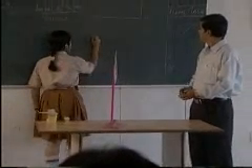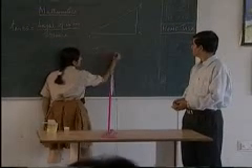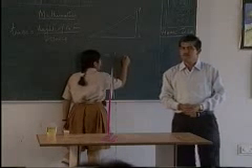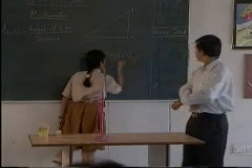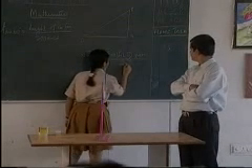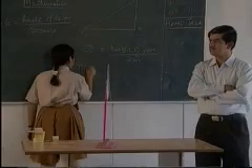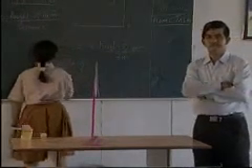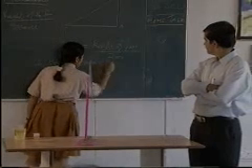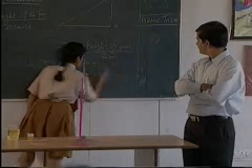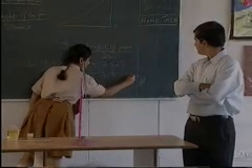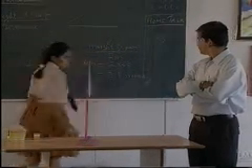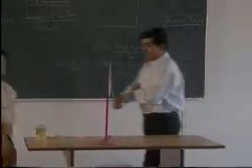Tan 60 is equal to root 3, which is equal to the height of the fan upon 2 meters. So the height of the fan is equal to 2 into root 3, that is 3.5 meters approximately. Good.